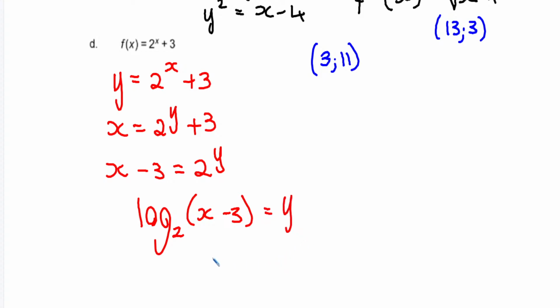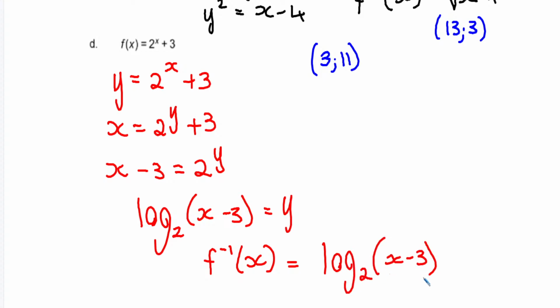Okay. And therefore, to write it in the correct form as I asked for, the inverse function of f is actually log base 2 of x minus 3. All right. And when I put 11 in here, I get log base 2 of 8. And remember what log base 2 of 8 means. It means what power must I put onto 2 to get 8? And the answer is 3. And that is exactly what I was hoping for.